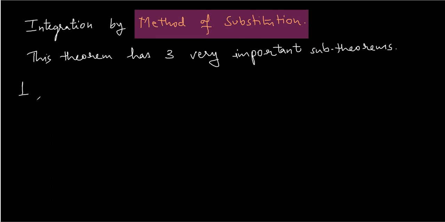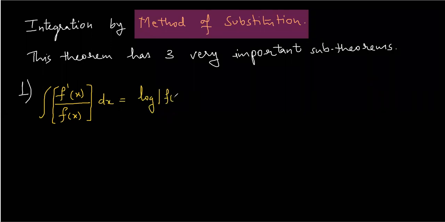Number one. What is number one? The number one says the integration of f dash x upon f of x dx equals log of mod f of x plus c. This is number one. Okay, so understand this.